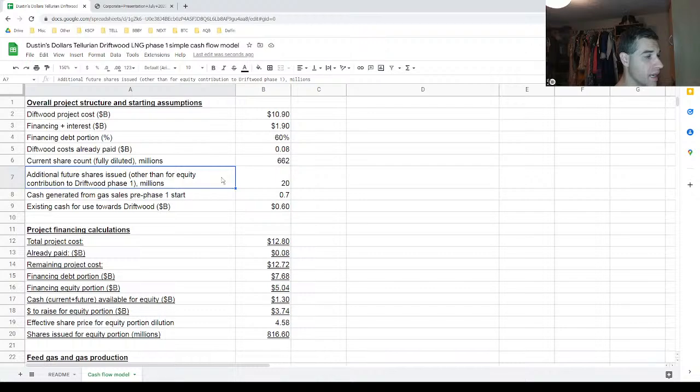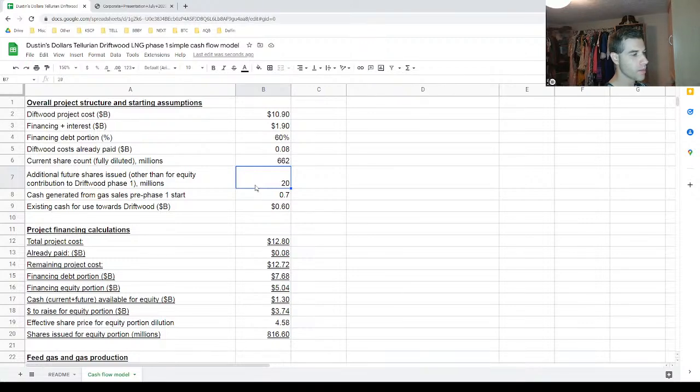I also put in a line item here for how many shares you think they're going to issue, presumably to the board and to executives, between now and when you actually want to value this. Arbitrarily, I put in 20 million shares that I think they're going to be handing out to executives for bonuses and compensation, whatever. Clearly you can have an assumption that could be way higher, way lower. I just put in a number here to have something. Again, feel free to put in what you think.